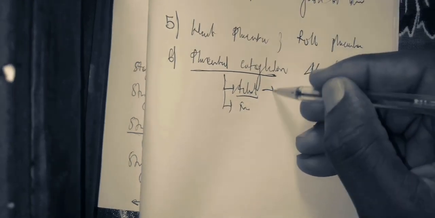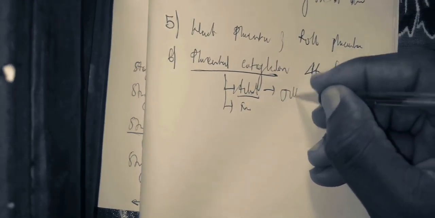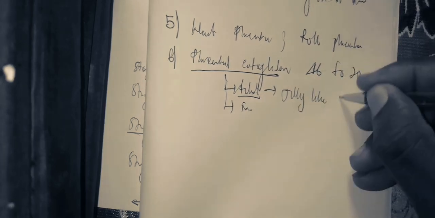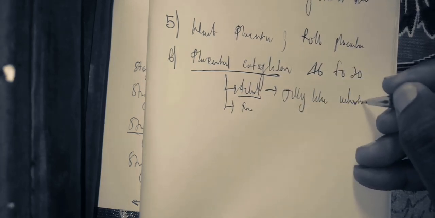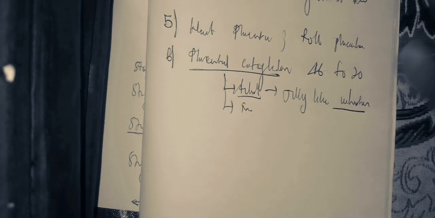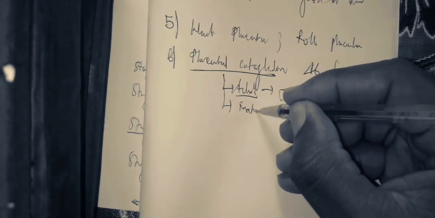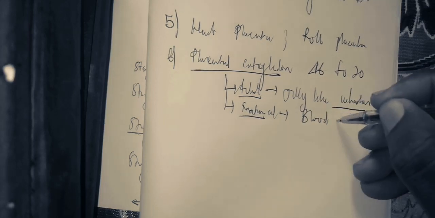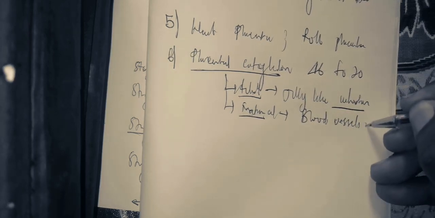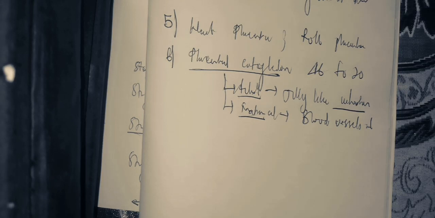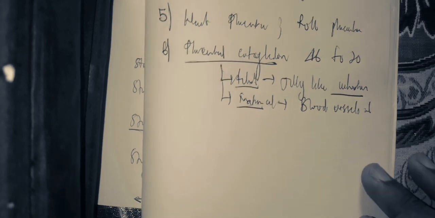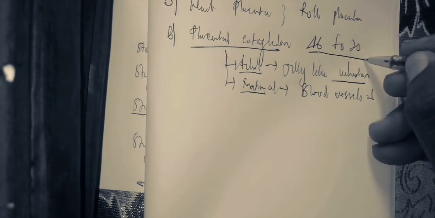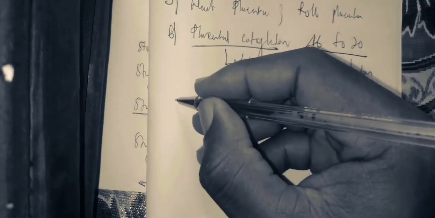The fetal side is going to be made up of a jelly-like substance called the Wharton jelly. Is it clear? While the maternal side is made up of a reddish part made up of blood vessels and cotyledons. And that cotyledon is what you are going to evaluate. It should be 16 to 20 in number.